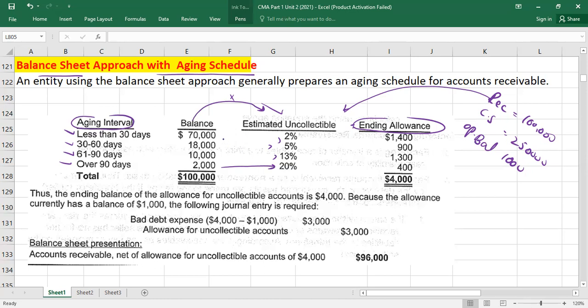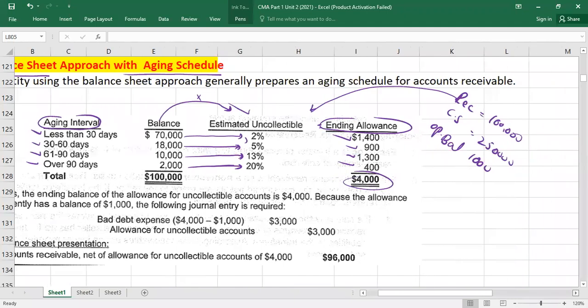Now, here we have 70,000 times 2%. It will give you 1,400. 18,000 times 5% will give you 900. 10,000 times 13% will give you 1,300. 2,000 times 20% will give you 400. So total allowance is going to be 4,000.